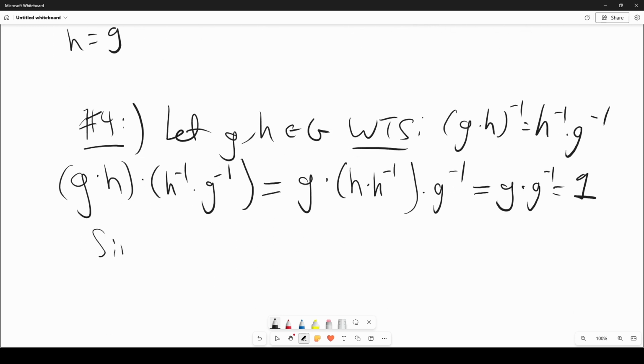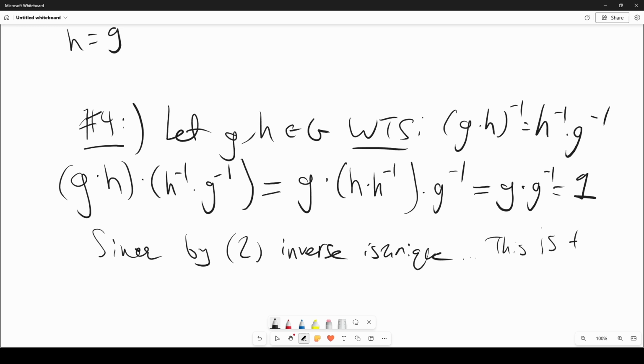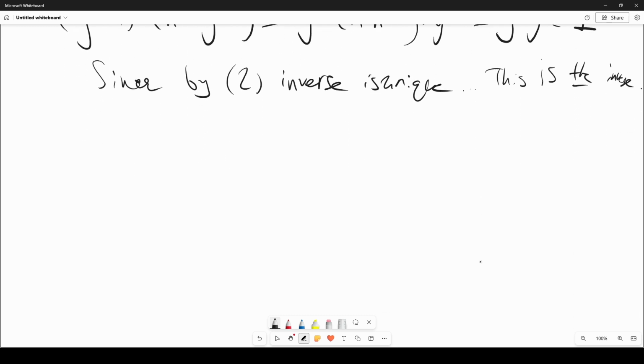And since, by 2, inverse is unique, this is the only inverse. This is the inverse. That's just a subtle kind of grammar there. Since it's unique, you can say it is the inverse instead of it is a inverse or an inverse. Okay. So that was the proof of all of our properties. Great.